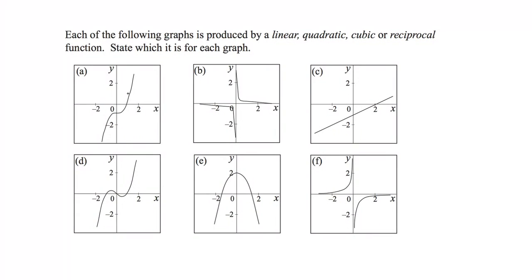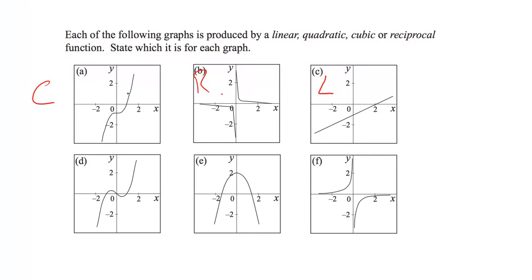So A, well, it's curved. It goes from bottom left to top right. It is, of course, a cubic function. B has those asymptote lines and it's disjoint. That is a reciprocal function. C is a straight line. It's got to be linear.